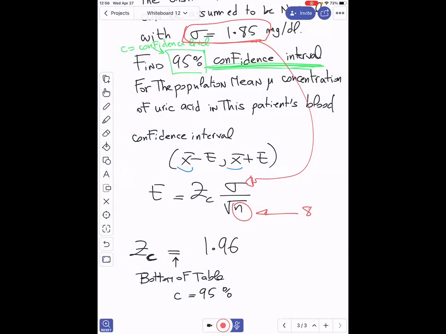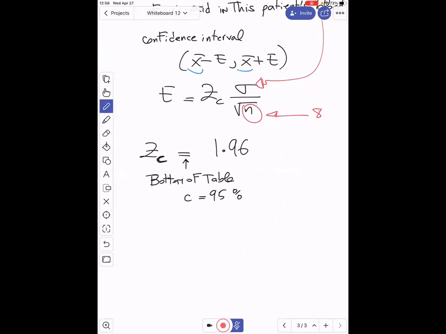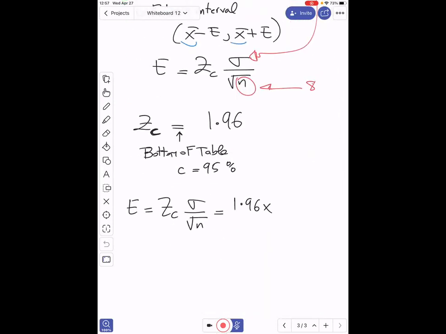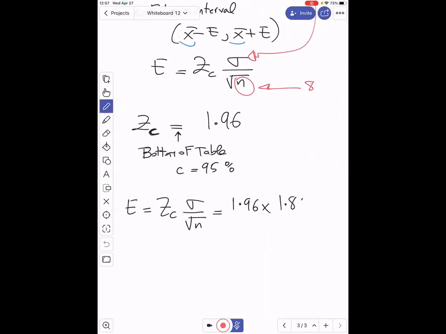And then you are done, because now we can compute the margin of error E. Let me write down the formula again: Z subscript C times sigma over square root of n. Z subscript C, the critical value, is 1.96 times sigma. Sigma is given, it's right here, 1.85, over the square root of the size of the sample. We have 8 different blood tests, so the square root of 8.